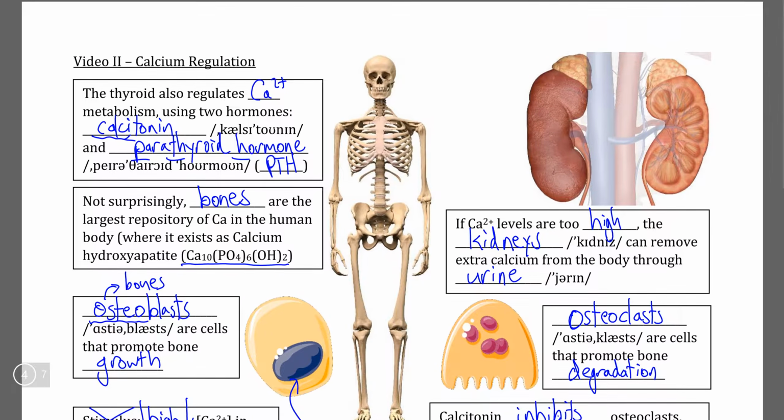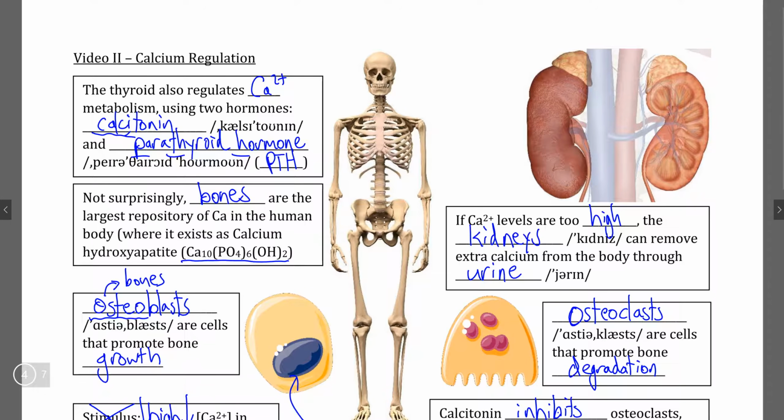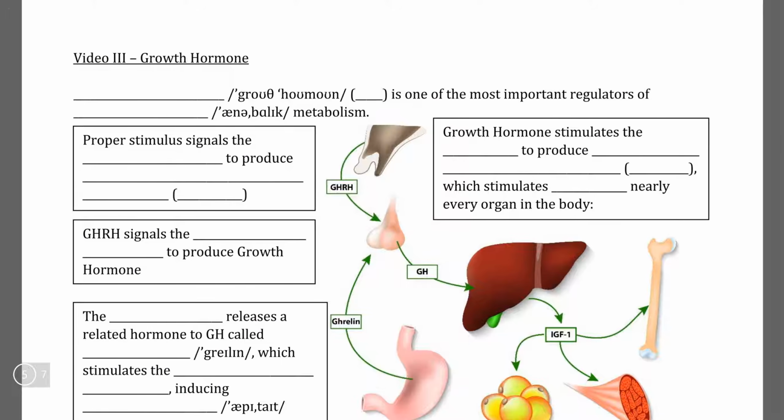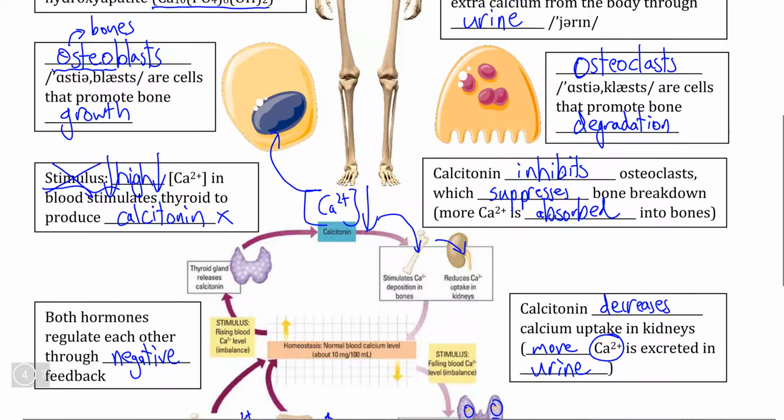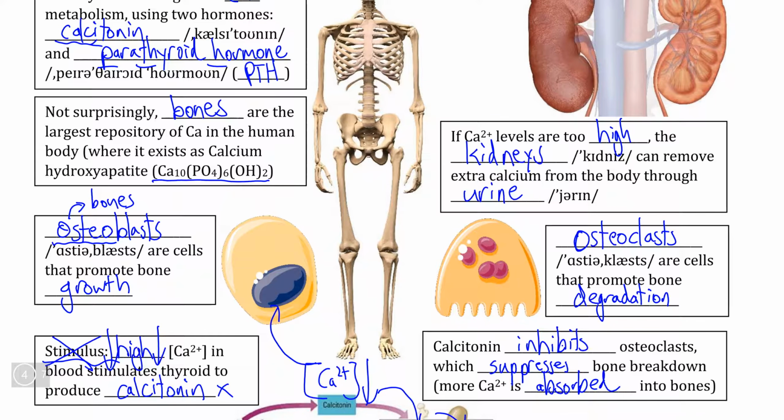In the next video, we're going to look at anabolism much more broadly when we talk about the regulation of arguably the most important anabolic hormone in the body, that being growth hormone, and how its effects work in parallel to the effects of calcitonin and parathyroid hormone.